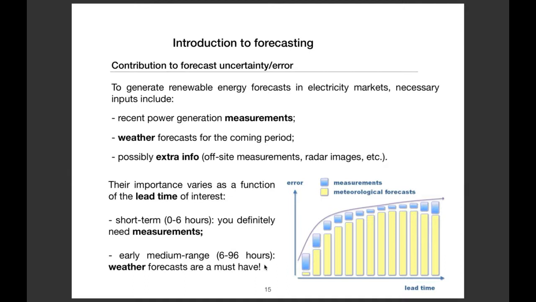So if you have some measurements, they will tell you, okay, right now I have a cloud, and it is coming above my PV panel, and probably it will go through my PV panel.